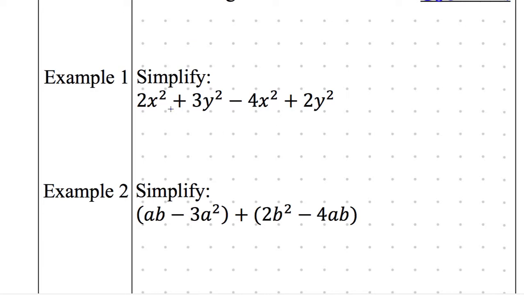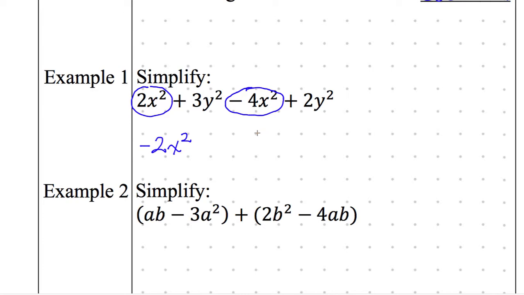I'll go with you. Okay, so add the like or combine the like terms, so 2x squared and minus 4x squared. Okay, that combines to form, and then I think that's negative 2x squared. It is indeed negative 2x squared.